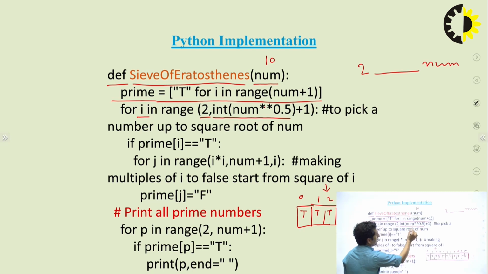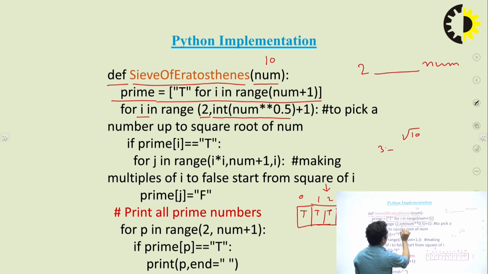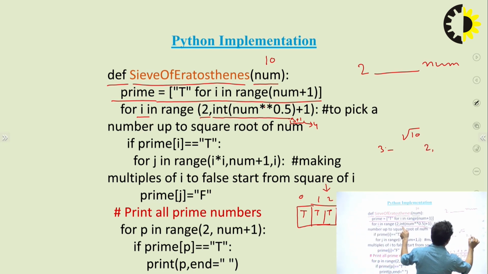This is the power sign, num power 0.5, that is the root, and we are converting it by using int. So the root of 10 will be 3 point something, and int converts it to 3. 3 plus 1 means this will be 4. Now excluding 4 means that is 3. So this loop will select the values 2 and 3 only.